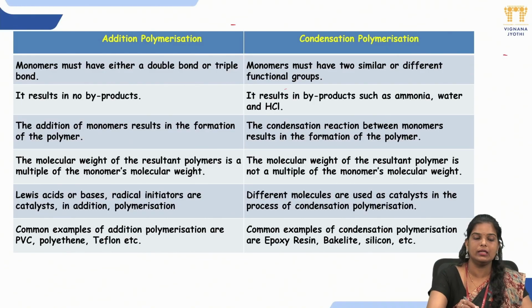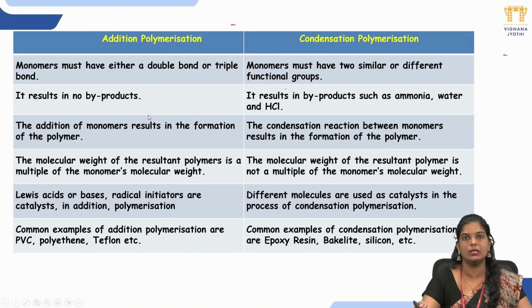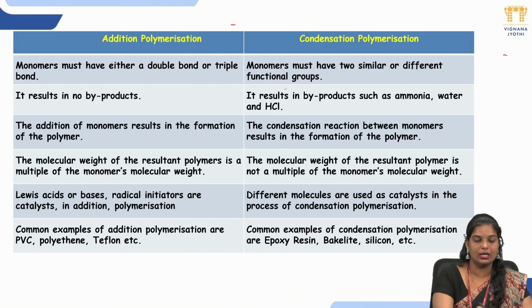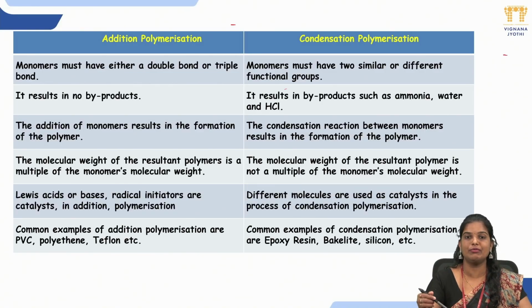What is the second one? Addition results in no byproduct. We saw addition means just adding up of the monomers, there are no byproducts. Whereas in case of condensation, there is removal of byproducts such as ammonia, water or HCl. What is the third difference? The addition of the monomer results in the formation of the polymer. Since the name is addition polymerization, addition is happening. In case of condensation, it is a condensation reaction happening between two different monomers. So one is addition and one is condensation.